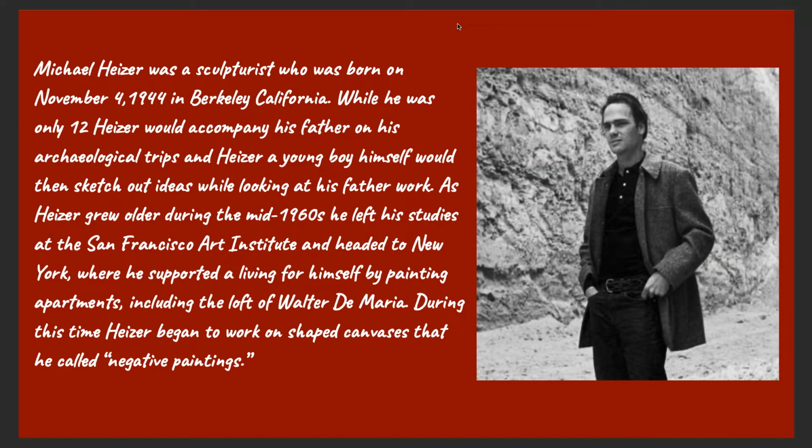Michael Heiser was a sculpturist, also known as a sculptor, who was born on November 4th, 1944 in Berkeley, California. While he was only 12, Heiser would accompany his father on his archaeological trips, and Heiser, a young boy himself, would then sketch out ideas while looking at his father at work. As Heiser grew older during the mid-1960s, he left his studies at the San Francisco Art Institute and headed to New York, where he supported a living for himself by painting apartments, including the loft of Walter de Maria, who is a famous artist, a famous land artist. During this time, Heiser began to work on shaped canvases that he called negative paintings.